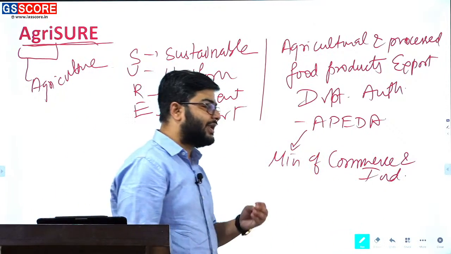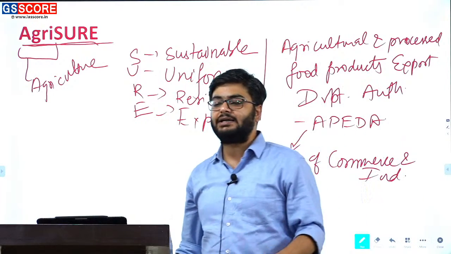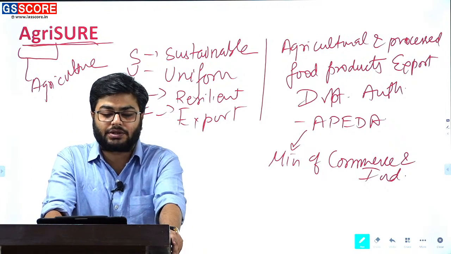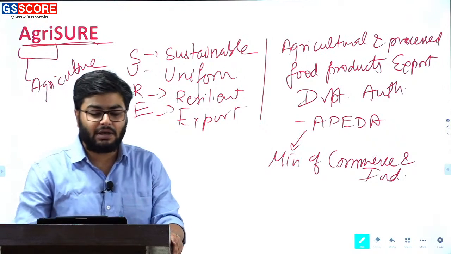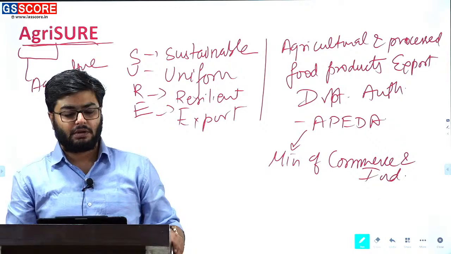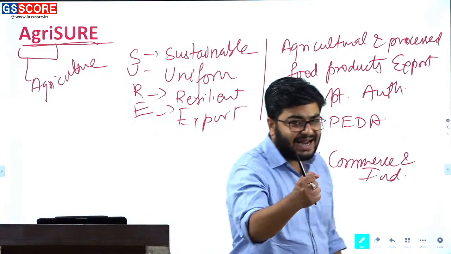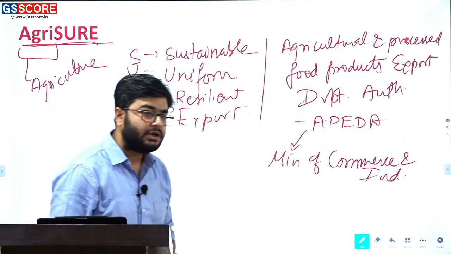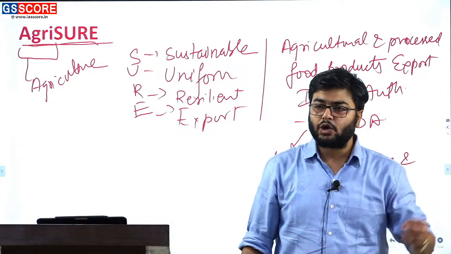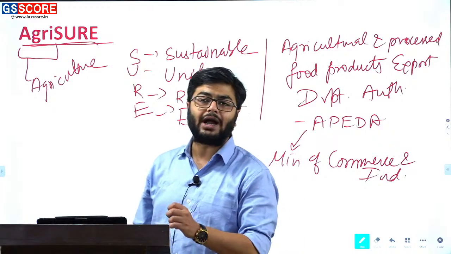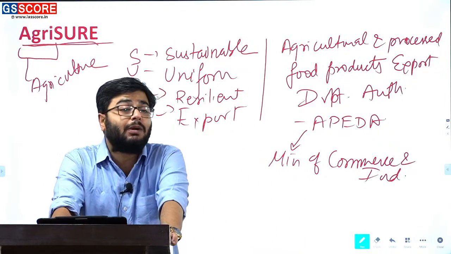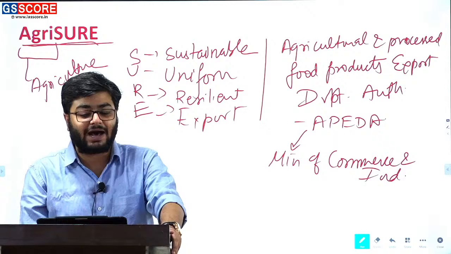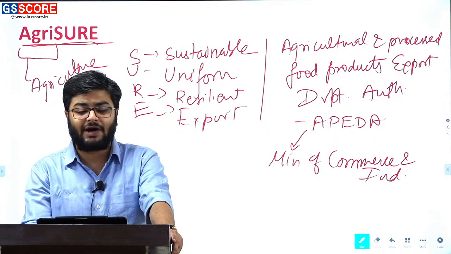And the idea is to create climate resilient agriculture and sustainable exports. Also, what is the clientele of this particular scheme? It is the small and marginal farmers. So the idea is to link these small and marginal farmers to the global export supply chain and to promote natural and organic farming and enhance farmers' income.